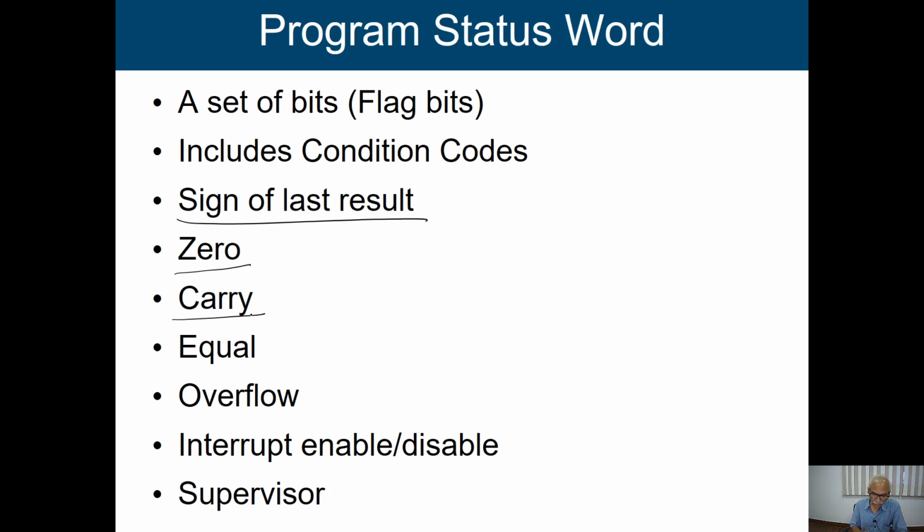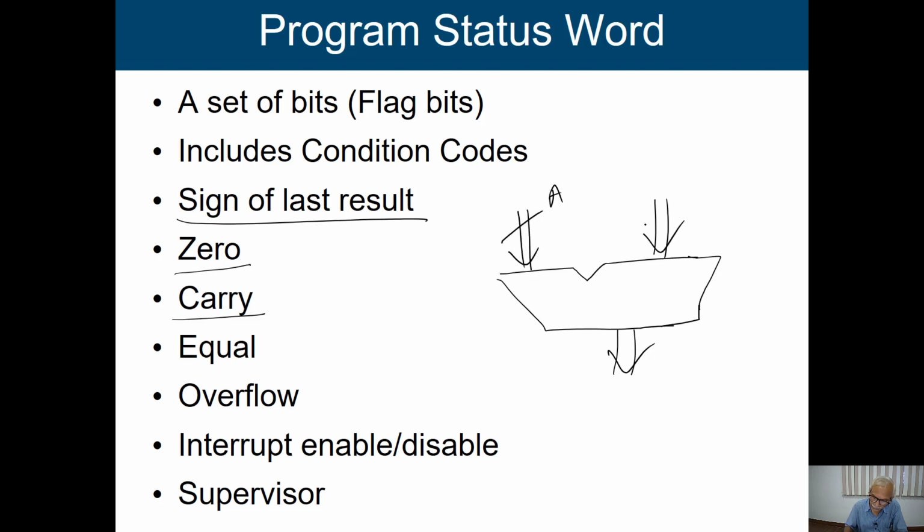So basically all of these things depend on the ALU, which has inputs A and B, and a carry C, and an output. Now when we perform the operation, if the result is negative, then the sign bit will be set, because 0 indicates positive and 1 indicates a negative result. After performing the operation, if the result is 0, then the 0 bit is going to be set.